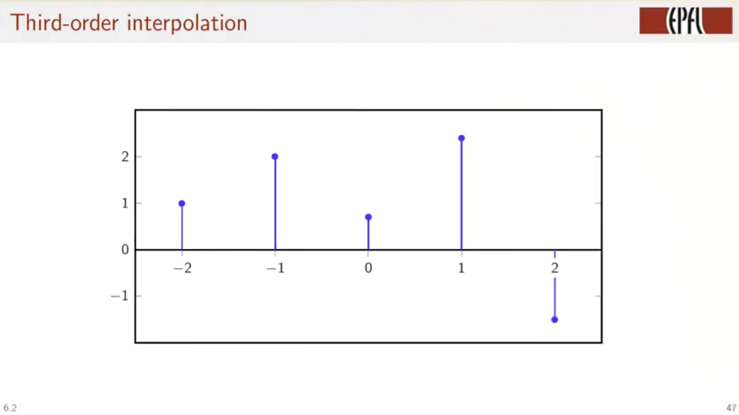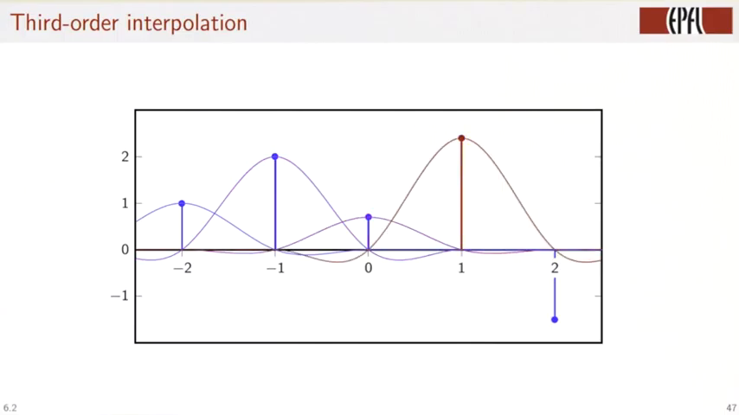So we can do our usual construction with our 5 samples. The cubic interpolator at minus 2, minus 1, 0, 1, 2, and the sum, which is this very nice smooth red function.